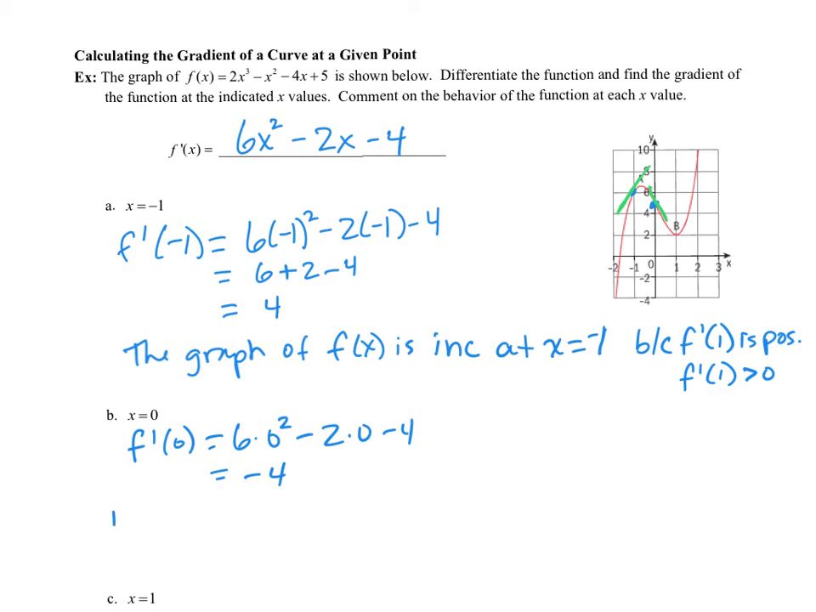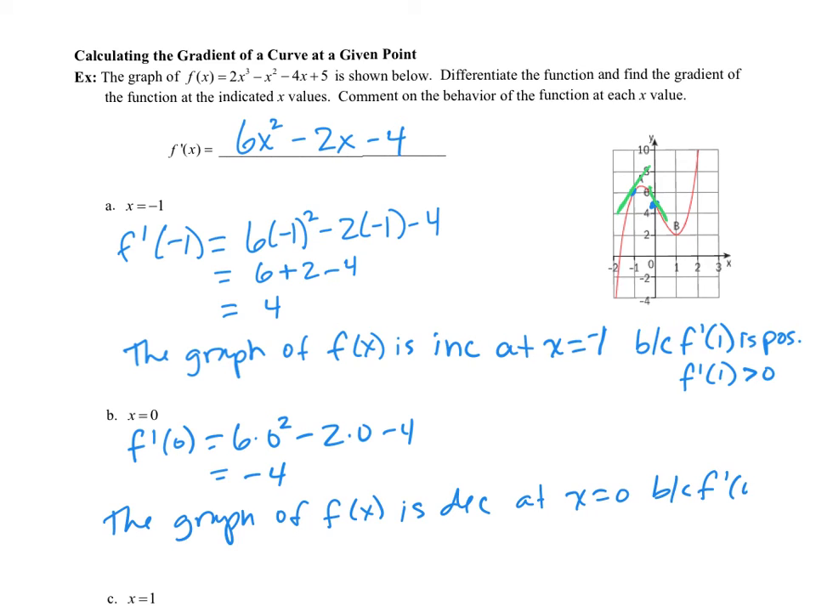Okay, so let's comment on the behavior of this red function at the point x equals 0. We would say the graph of our function f of x is decreasing at x equals 0, because f prime of 0 is negative. Or you could say f prime of 0 is less than 0. So at this point, we know that the red function, the graph of f of x, is decreasing because at that point we have a negative derivative.